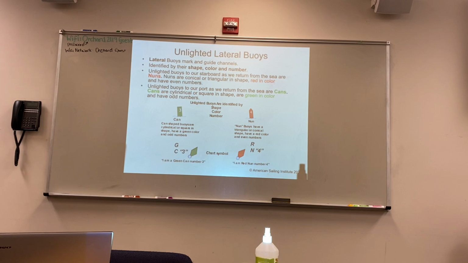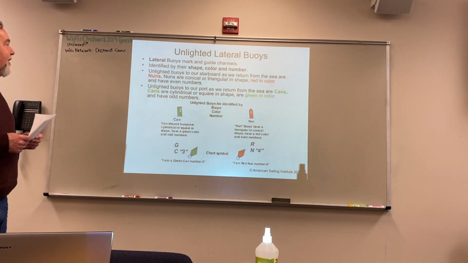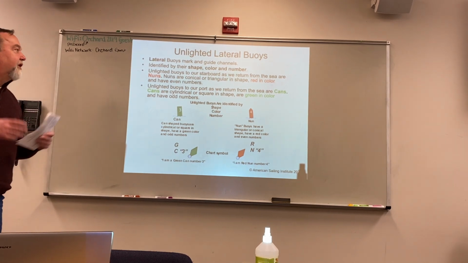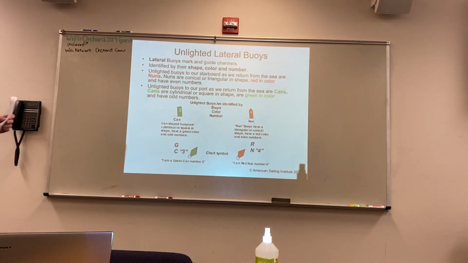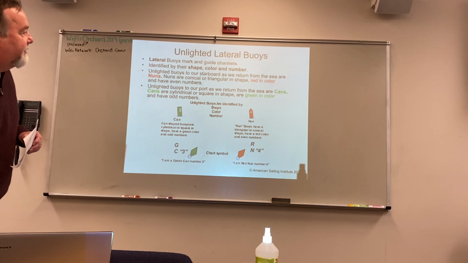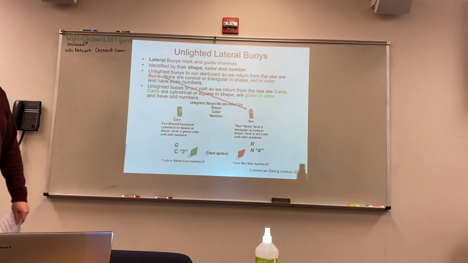Okay, a little bit more about unlighted lateral buoys. We talked about this a little while ago, so I'm just going to go real quick. But again, shape, color, and number. The unlighted buoys to our starboard, as we turn, the ones to the right will be the nun buoys, which are red in color, and they always have even numbers.